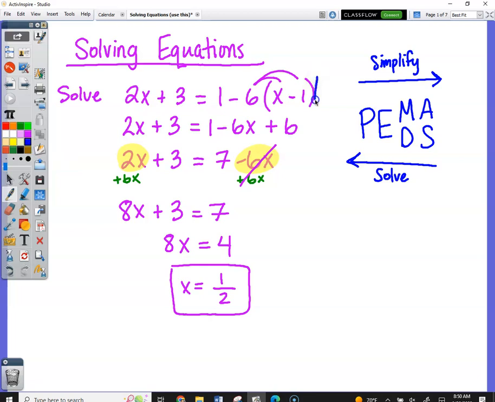So from here to here, that was bad. From here to here, we simplified. And then when we got here, we did what? We solved. So that's the difference between the two. First, you got to clean it up and get it to where there's no like terms left. When you get to this point, now you need to start shifting things to the other side. Then you can solve it, okay?